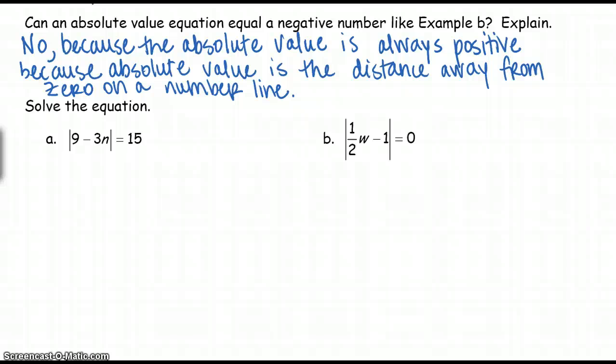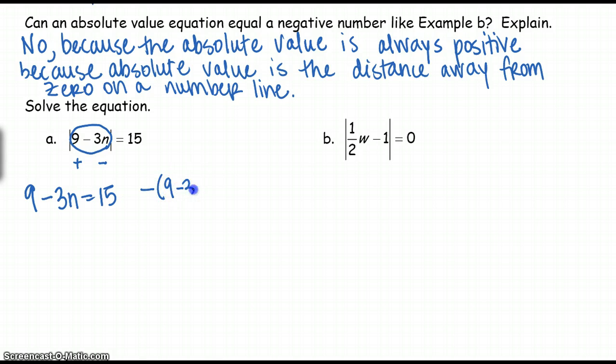Solve the equation. So let's look at this one right here. So absolute value, correct? So when we see absolute value, we want to think the positive and we want to think the negative. So we have 9 minus 3n equals 15, and then we'll have the negative of this. I'm sorry, negative 9 minus 3n equals 15. Let's go ahead and subtract 9. 15 minus 9 would be 6. Divide by negative 3, and we have negative 2.